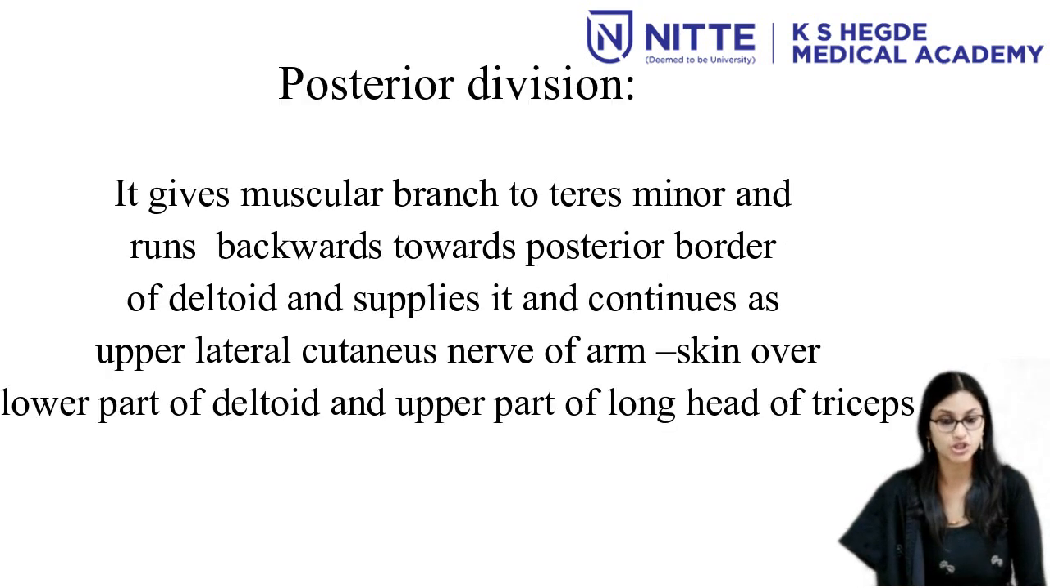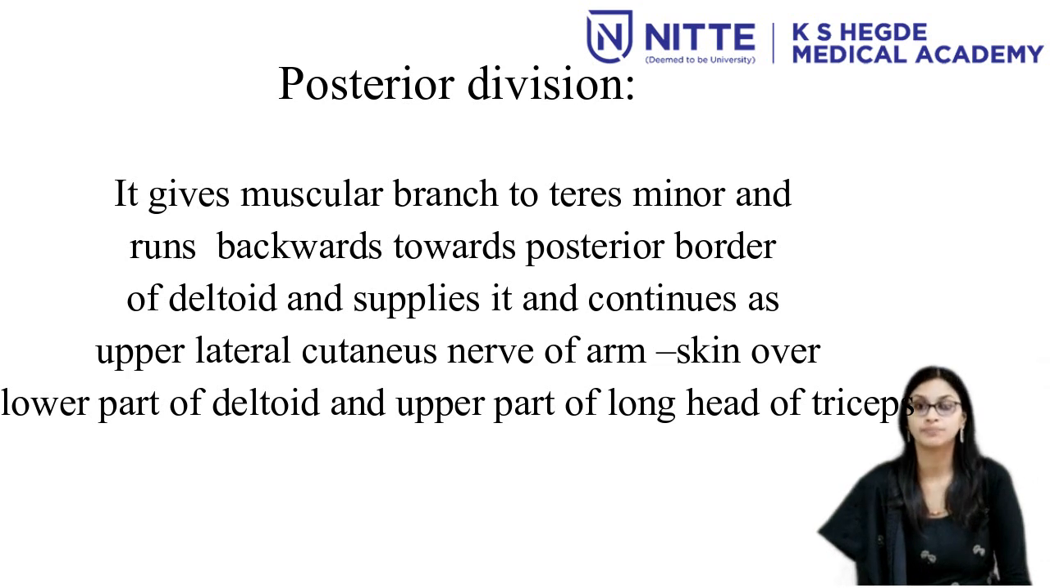About the posterior division, it gives a muscular branch to teres minor and runs backwards towards the posterior border of deltoid and supplies it, and continues as the upper lateral cutaneous nerve of the arm. It also supplies the skin over the lower part of the deltoid and the upper part of the long head of the triceps muscle.